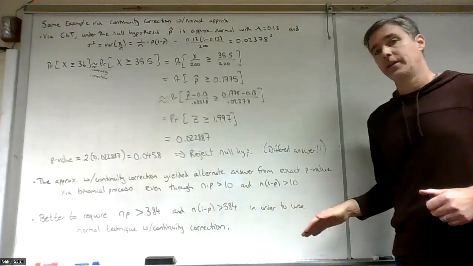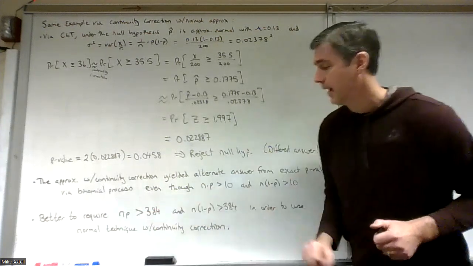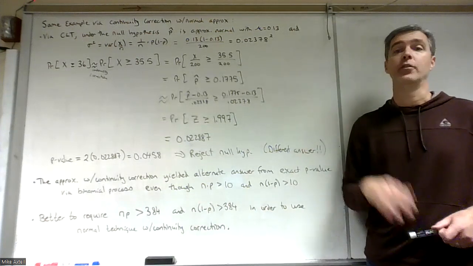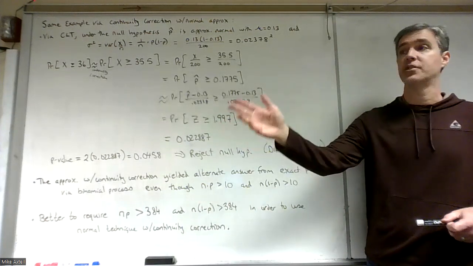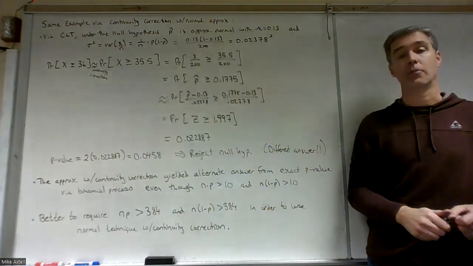So this old-fashioned rule of thumb is not very helpful. With modern computing techniques, they've decided that it would be better to require that np and n times 1 minus p are both greater than 384 if you wish to reject the strictly binomial approach from the first panel and use a normal approximation here.